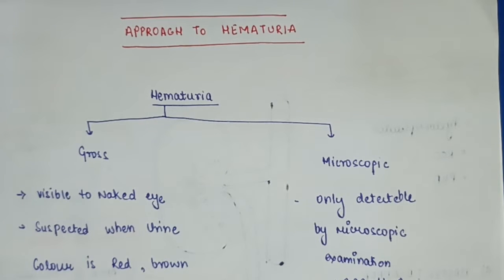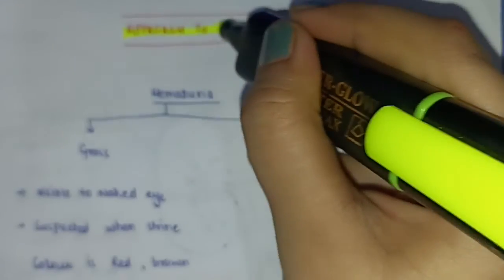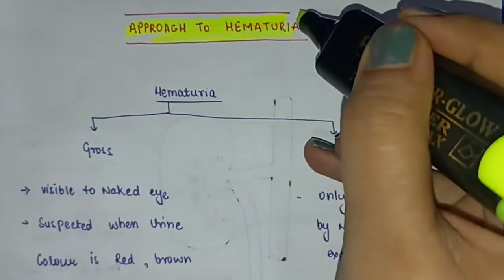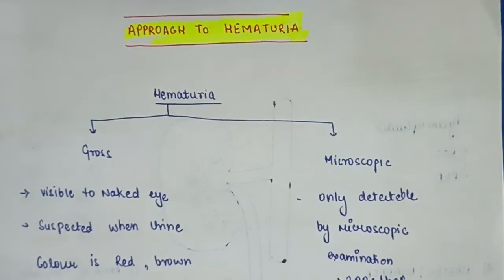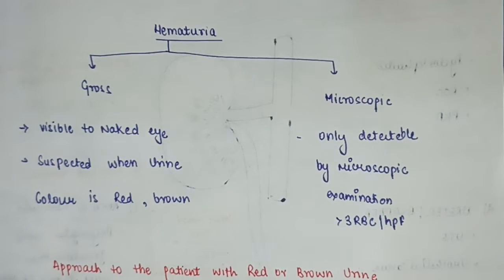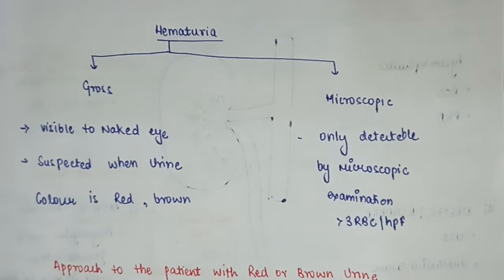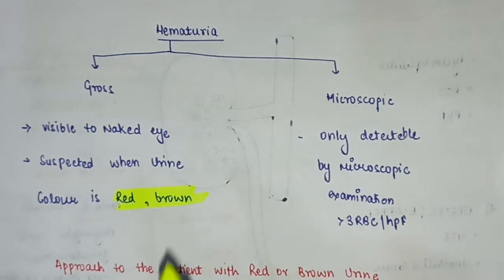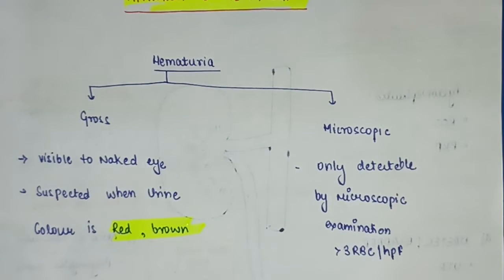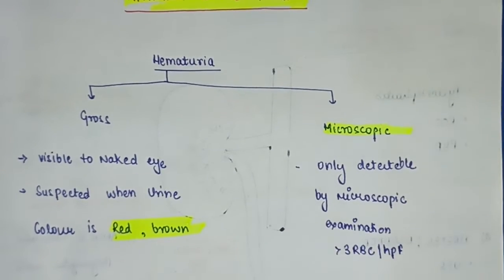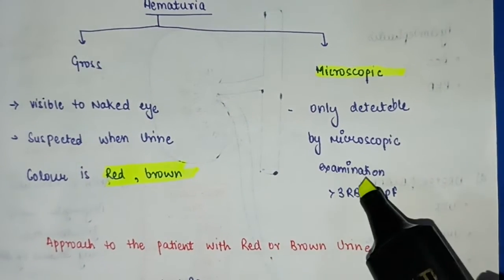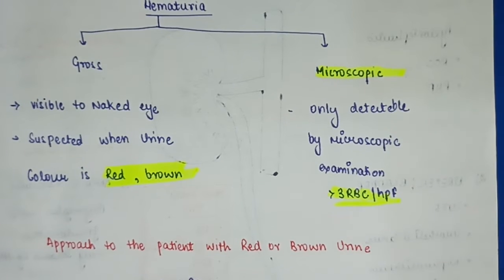Hello everyone. Today we are going to learn one more important topic, that is how to approach a patient with hematuria. Hematuria can be gross or microscopic. Gross hematuria is visible to the naked eye. It is suspected when urine color is red or brown. Microscopic hematuria is only detectable by microscopic examination. More than 3 RBCs per high power field are sufficient to diagnose microscopic hematuria.